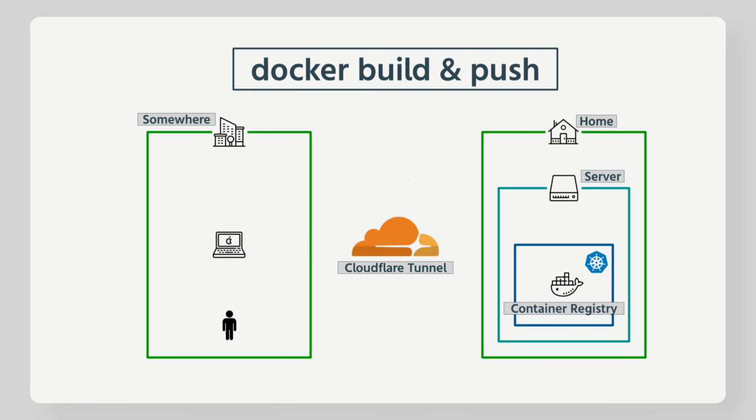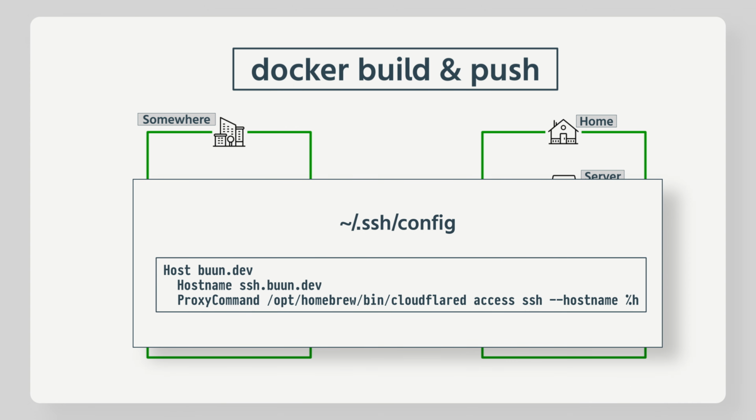However, when you are developing an application, you can push images to your private container registry even if you are outside of your home network. In the previous video, we set up an SSH tunnel to our home network. We can use it to connect to the Docker daemon running on our home server. My .ssh config is here. I use this hostname. Replace this with your actual hostname.